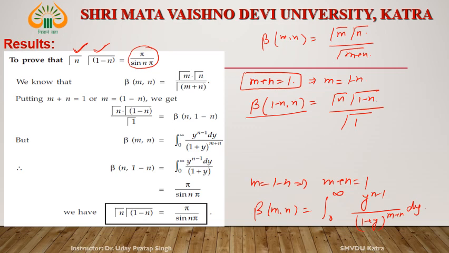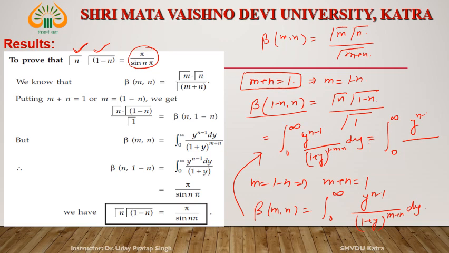What is m? m is equal to 1 minus n. So this becomes integral 0 to infinity y to the power n minus 1 divided by (1 plus y) to the power 1 minus n plus n dy. So this is equal to integral 0 to infinity y to the power n minus 1 divided by 1 plus y dy.